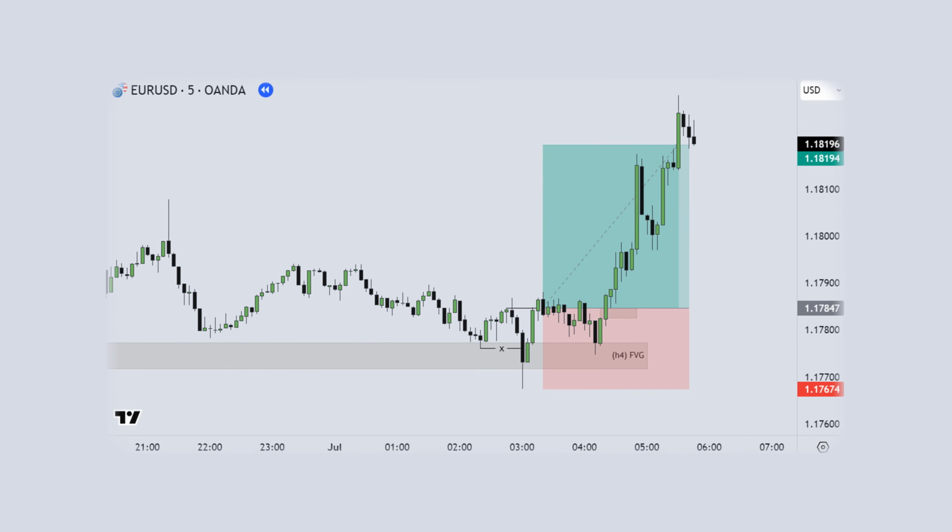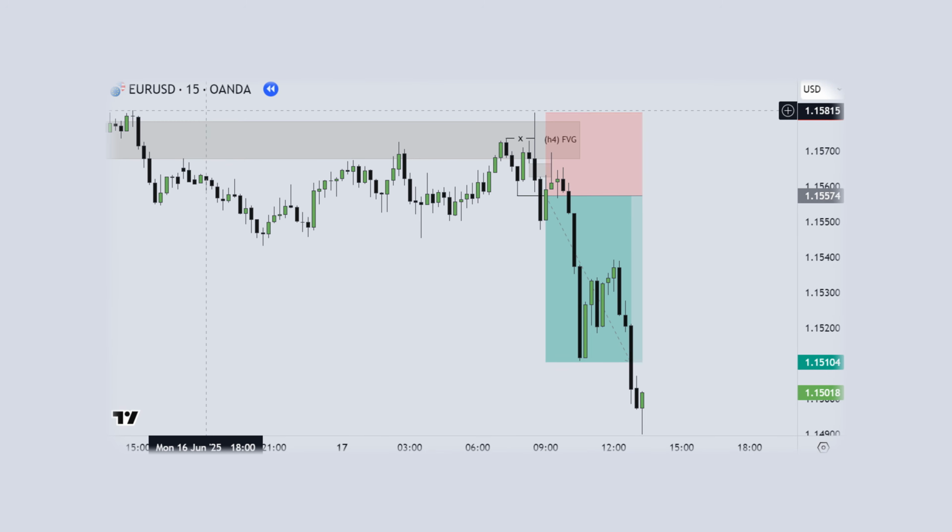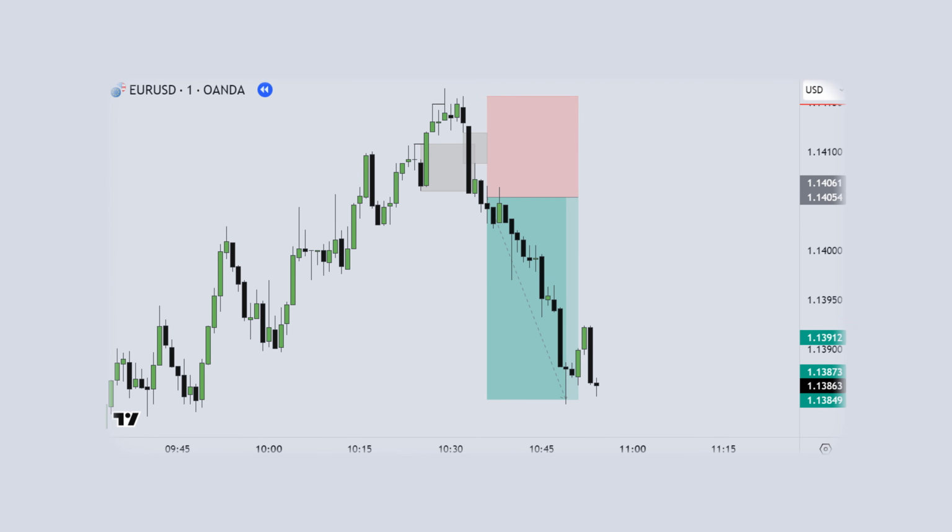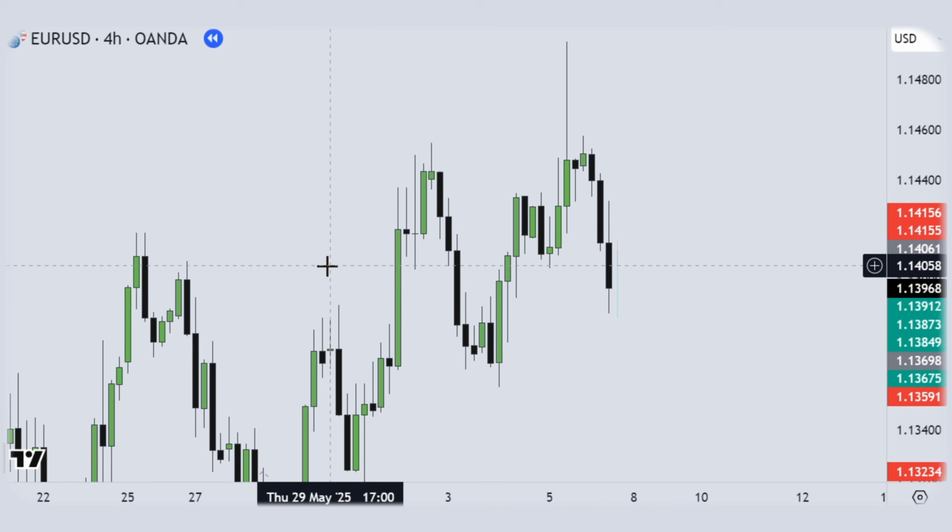Let's look at 3 real trade examples now. Remember, stick around till the end. I have a special gift waiting for you. Let's dive into the examples.